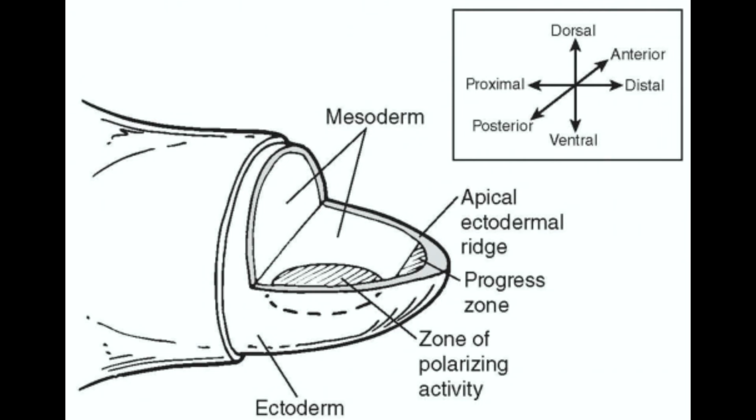Now let us focus on the AER. In this diagram, we can see that it is closely related to the mesoderm of the newly formed bud. The AER will produce growth factors, specifically the fibroblast growth factors that will influence the mesoderm to proliferate. Now the mesoderm will proliferate and will help continue to make the limb grow or extend.